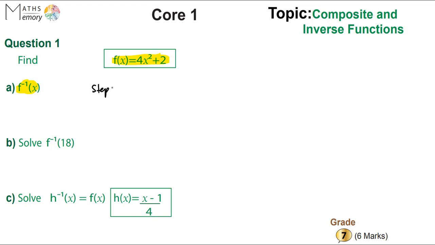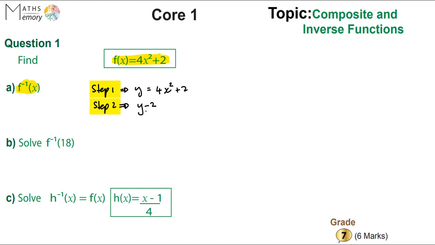So step 1 is this. Let's simply replace f of x with y. So wherever we see f of x, we're simply going to be writing y. Y equals 4x squared plus 2. Very, very simple. Step 2, let's now make x the subject. So to make x the subject, we're going to rearrange this to make x the subject over here. So I'll do 2 steps in one.